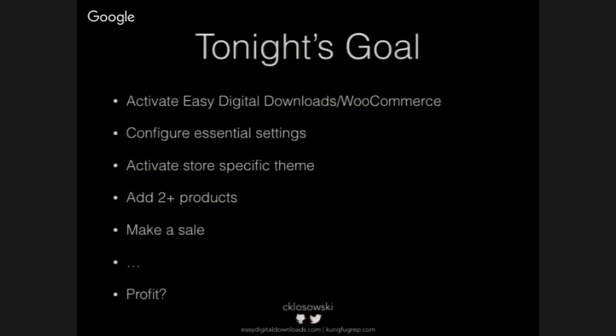So tonight, I got a couple goals for us. I want to be able to activate both Easy Digital Downloads and WooCommerce, get that going, show you what that looks like. I want to be able to configure the essential settings to be able to make a sale, activate a theme that's specific to the store, both EDD and, I'm going to say EDD because it saves time, EDD and WooCommerce have their own specific themes they've built to give you an idea of what a storefront can look like. We're going to add at least 2 products to each of the sites, and we're going to walk through the process of making a sale. And it's up to you whether or not that turns a profit because it depends on your pricing.